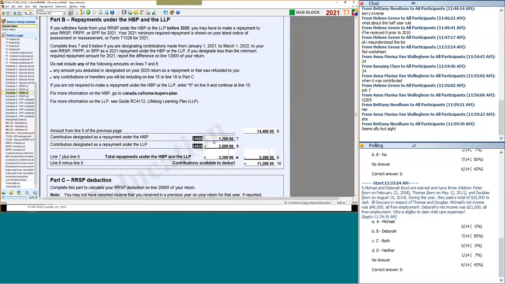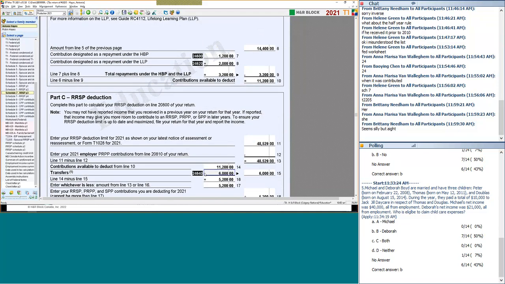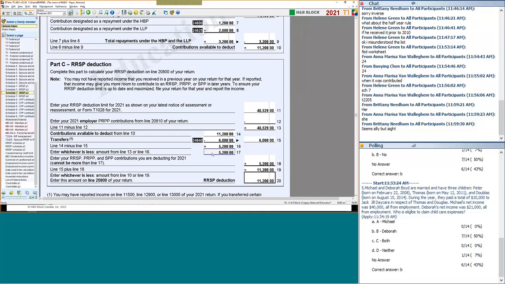He's going to repay the minimum required to the home buyer plan, $1,200, and the minimum required to the lifelong learning plan, which is $2,000. That's going to leave contributions available to deduct at $11,200. In this case, we're going to do the transfer for as much as we can. We're going to transfer $6,000. He can transfer $6,000. And the leftover, which is $5,200, if he has room, we can also deduct that. He does have room, so we're going to be using up $5,200 of that room this year. He'll get to add the transfer and the extra room. His RSP deduction is going to be $11,200.